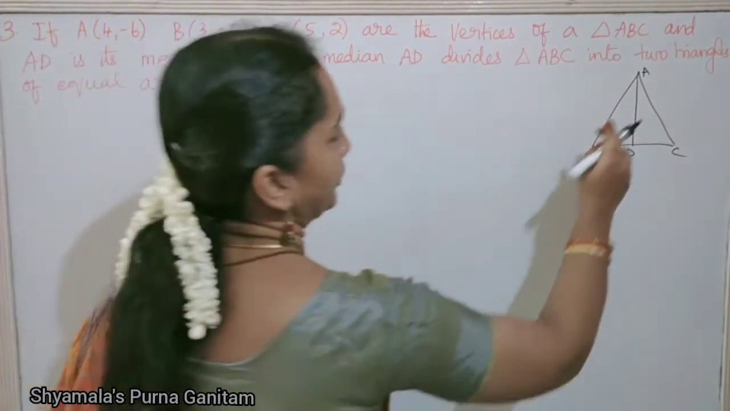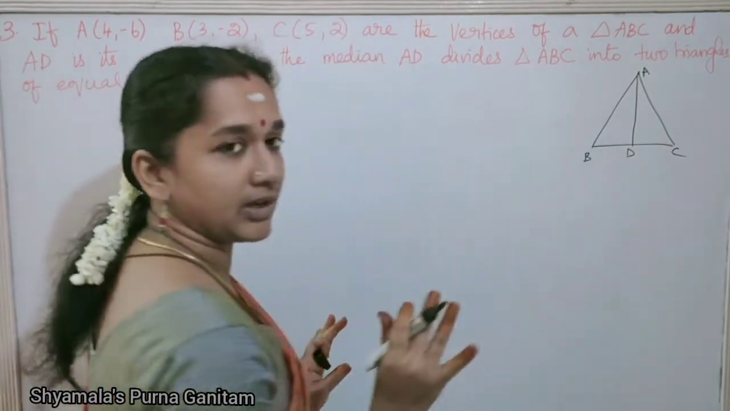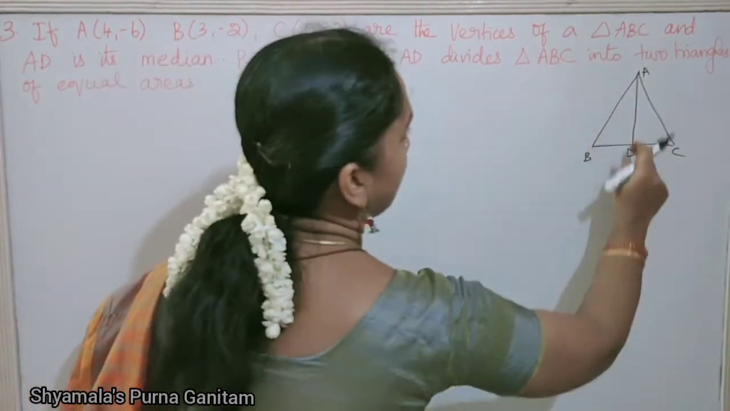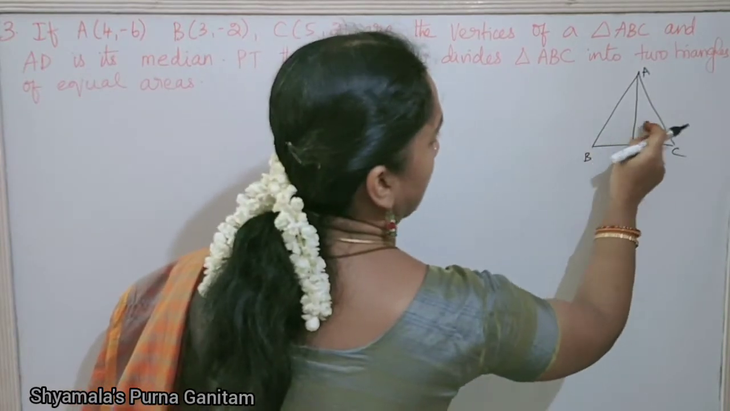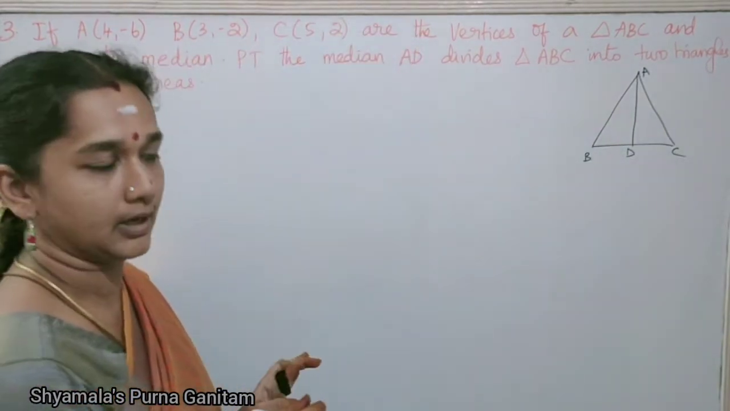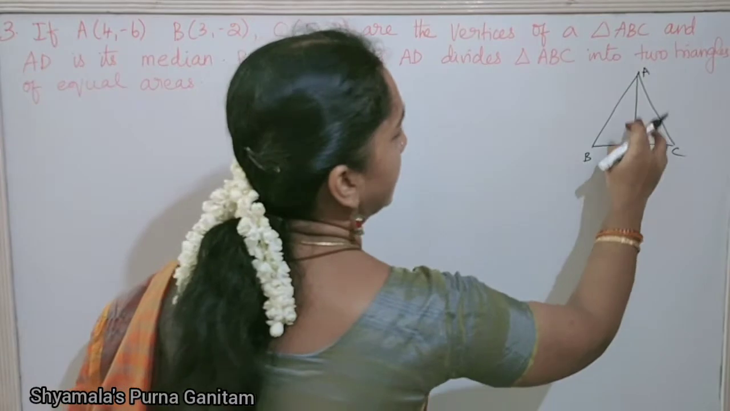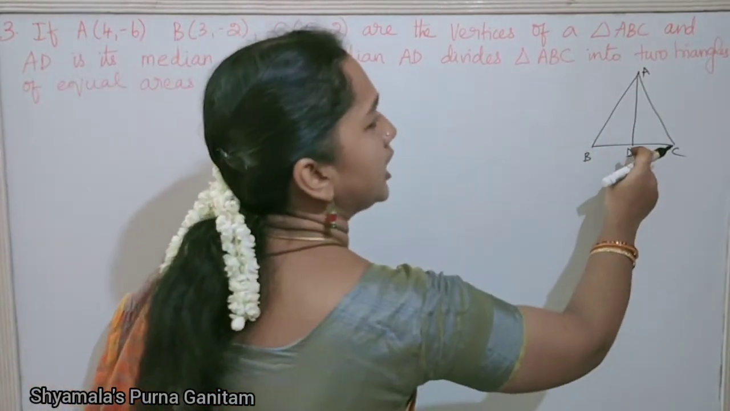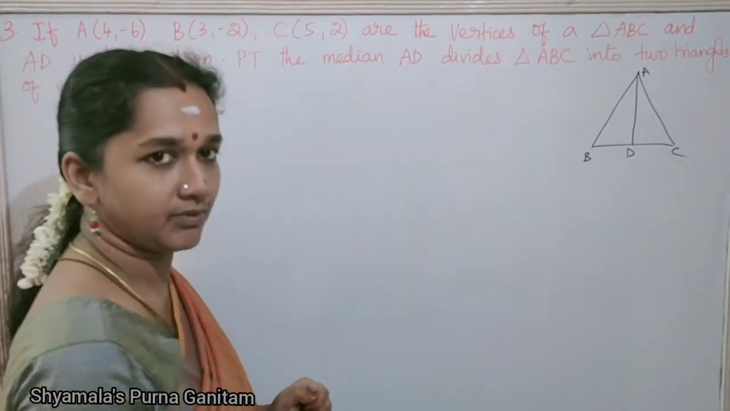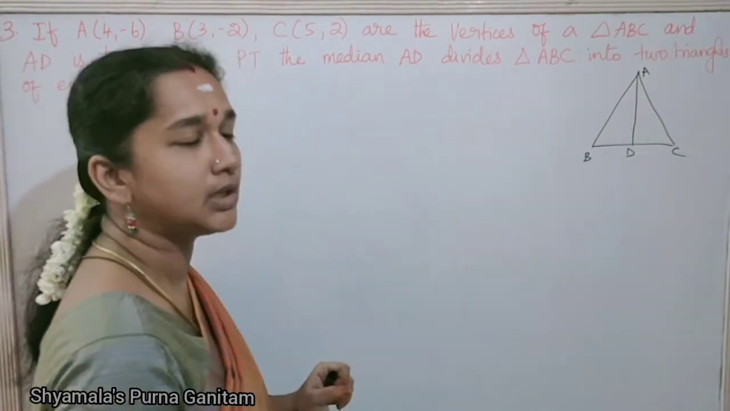So, ABC vertices are given. AD is the median given. You are asked to prove that these 2 triangles have equal area. For that, the median is the line segment that connects a vertex and the midpoint of the opposite side. We'll say it like that. That is the definition of a median.